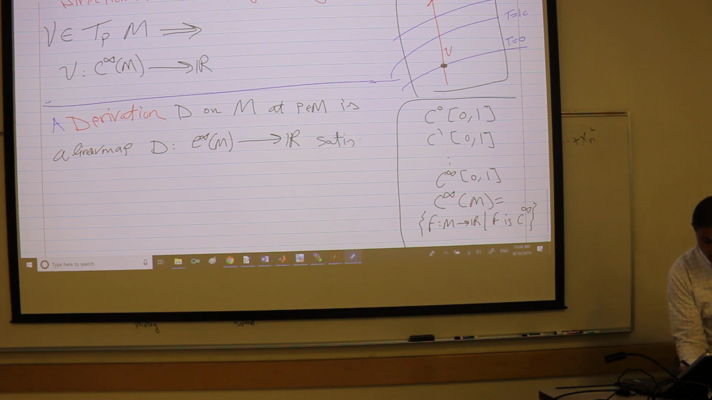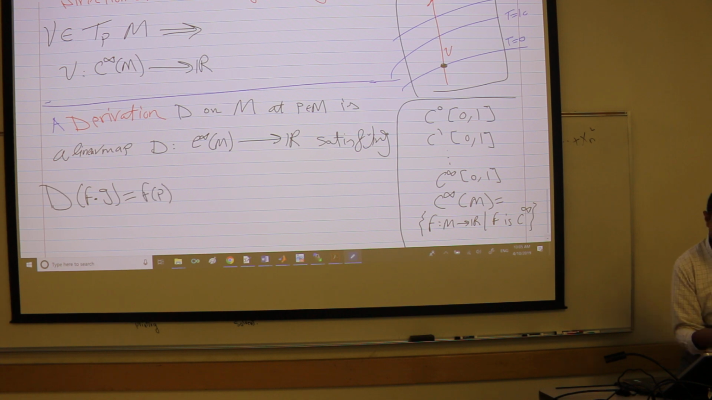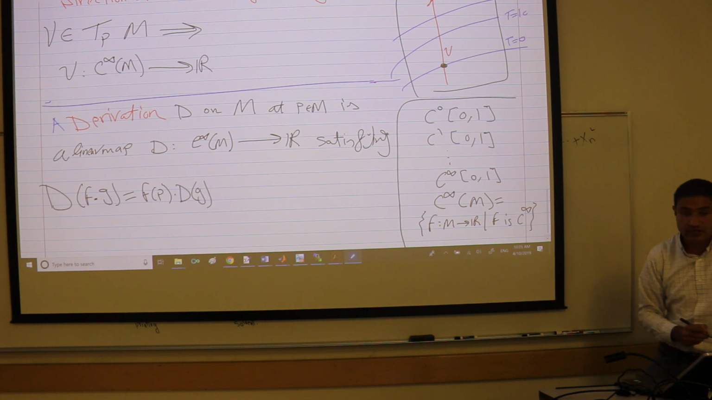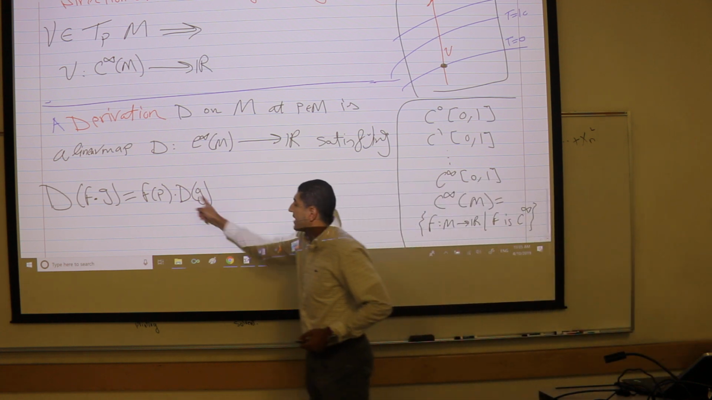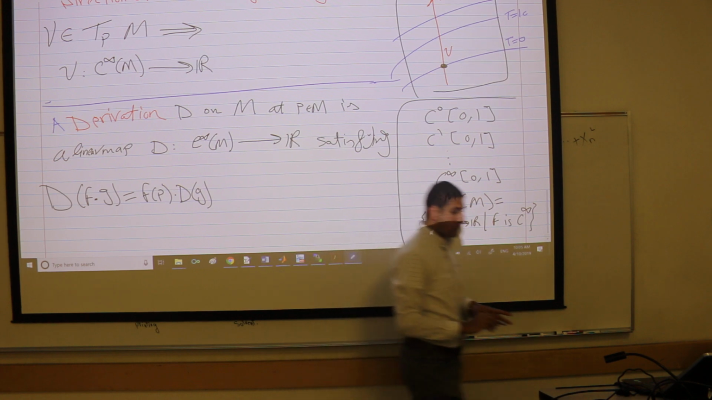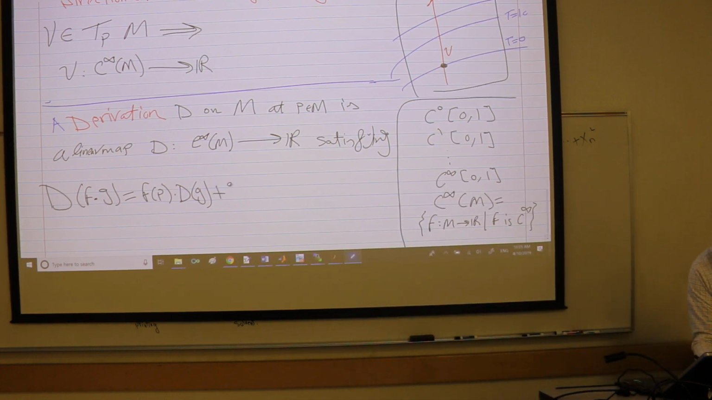satisfying the following property. D takes a function, gives you a number, and it's defined only at a point p. If it takes the multiplication of two functions, it satisfies the following. Here f at p is just a number, multiplied with D of g, where f and g are functions. D acting on g is a number. Multiply them together, and we add the other way around, which is g at p times D of f. Simply, it's the product rule, which we call the Leibniz rule.